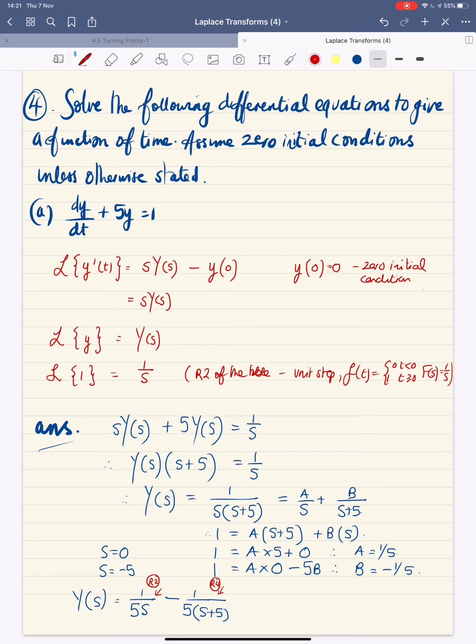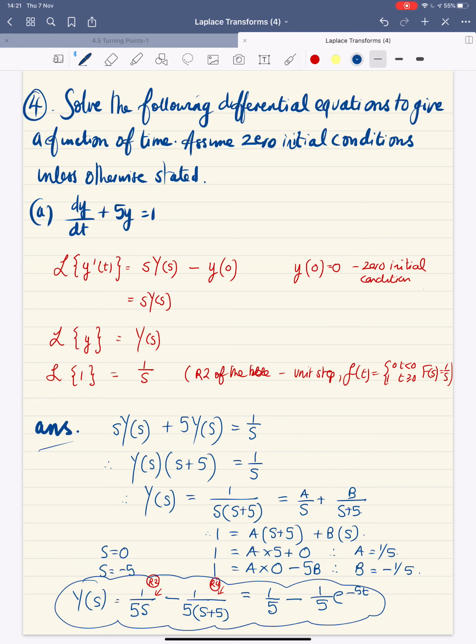The 1 over 5s, so this is equal to 1/5 minus, and the 1 over s plus 5 is 1/5 e to the minus 5t. And that's your answer there, especially that last bit.